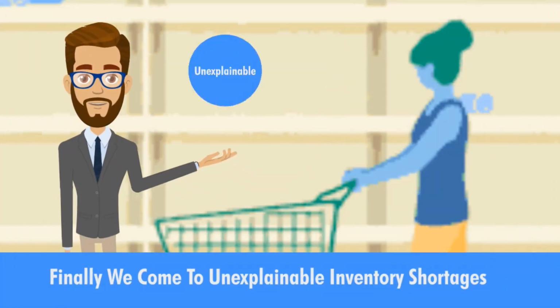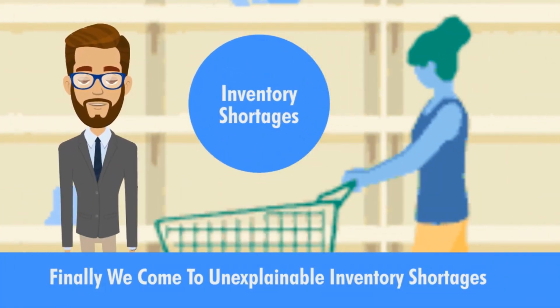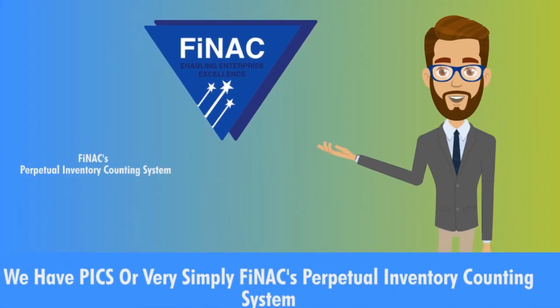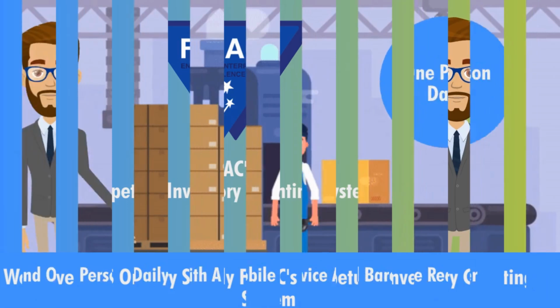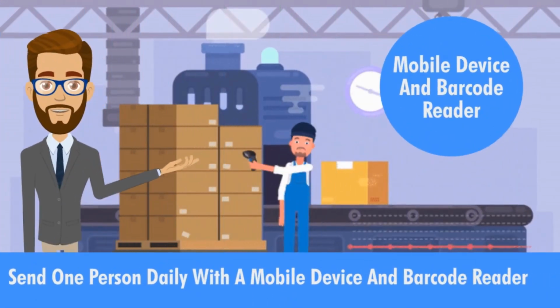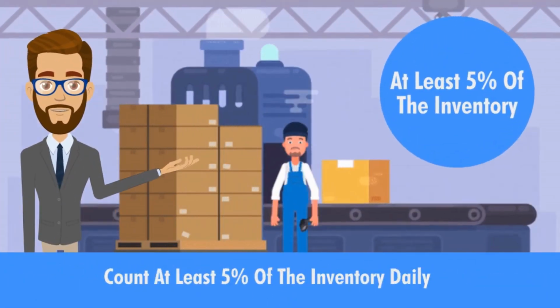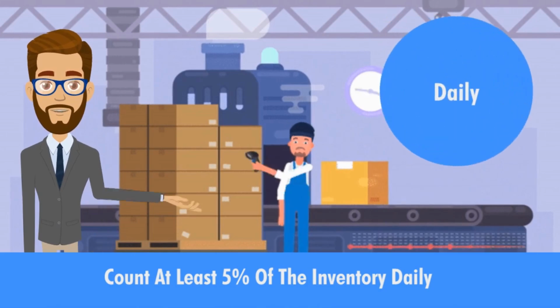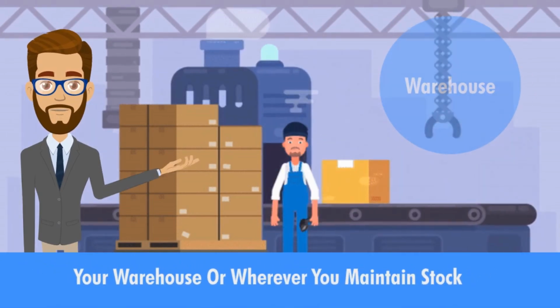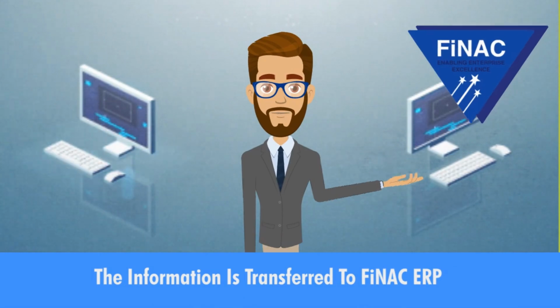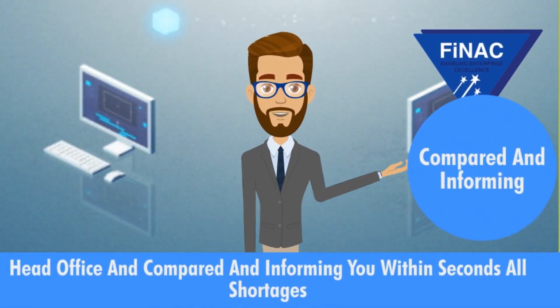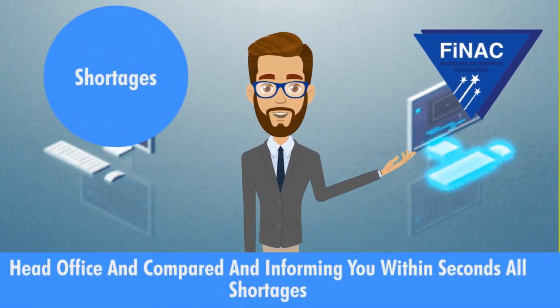Finally, we come to unexplainable inventory shortages. We have PICS, or very simply FiNAC's perpetual inventory counting system. Send one person daily with a mobile device and barcode reader to count at least 5% of the inventory daily in your warehouse or wherever you maintain stock. The information is transferred to FiNAC ERP at the head office and compared and informing you within seconds all shortages.